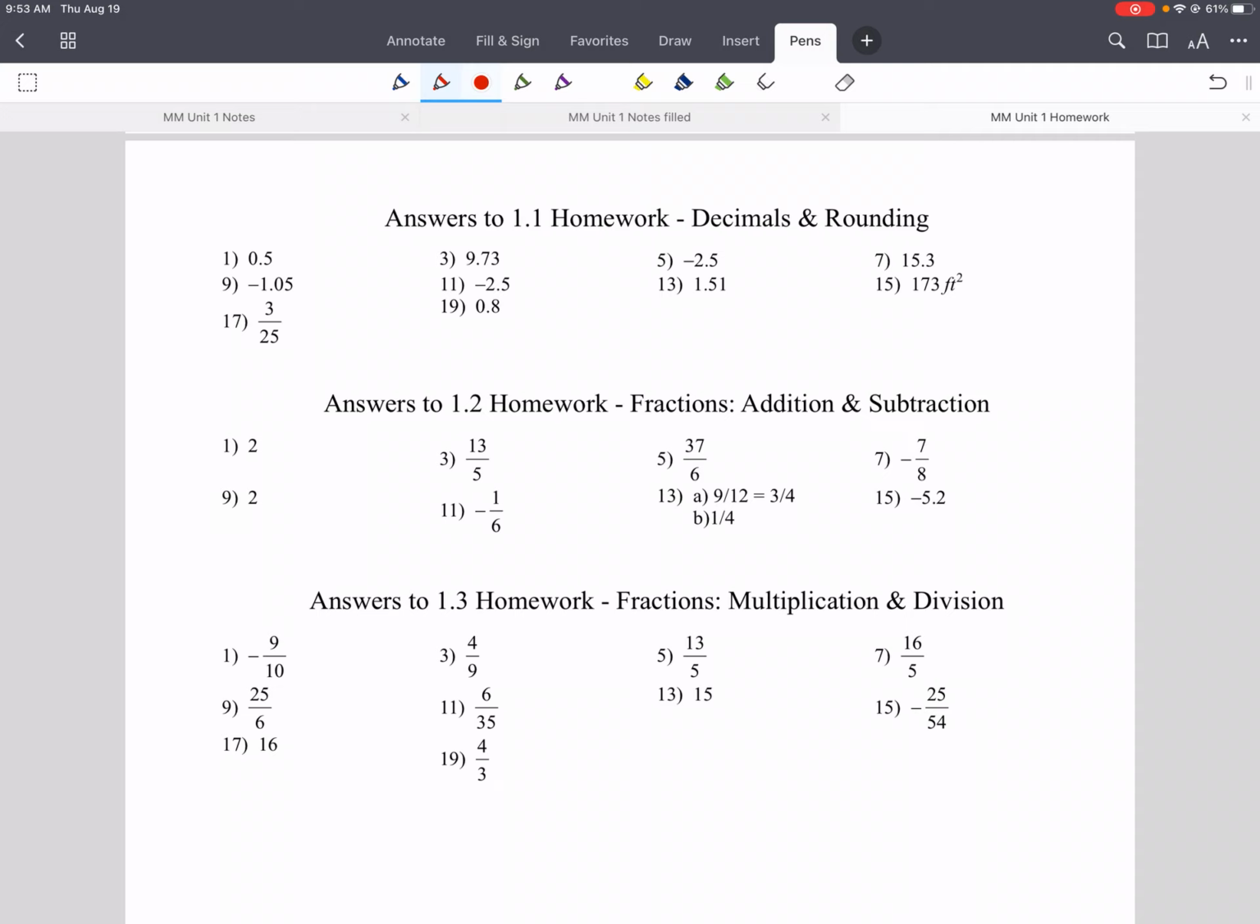I think there was one mistake here. I think it's like 193 or something like that. So just keep in mind, sometimes I change things from last year and I forget sometimes to update the answers.